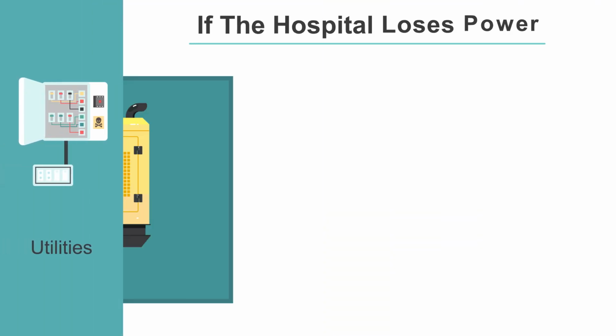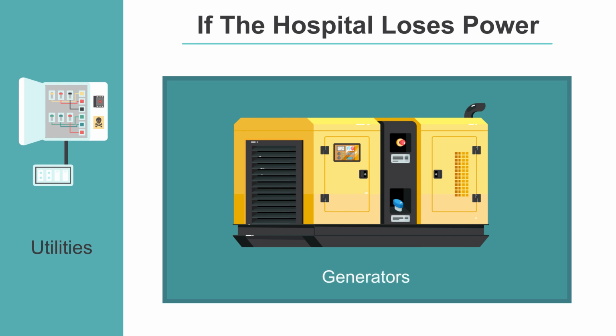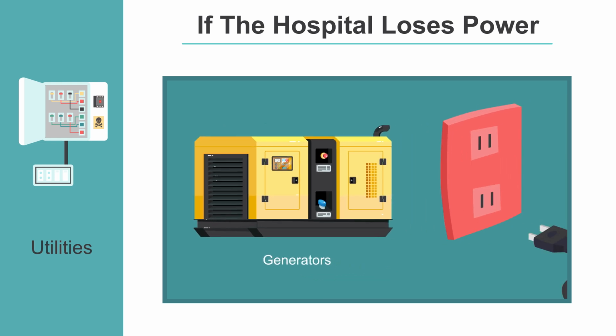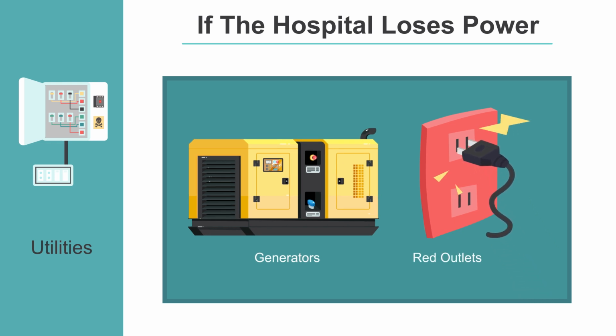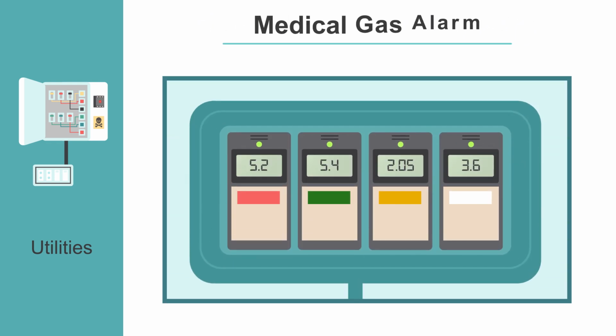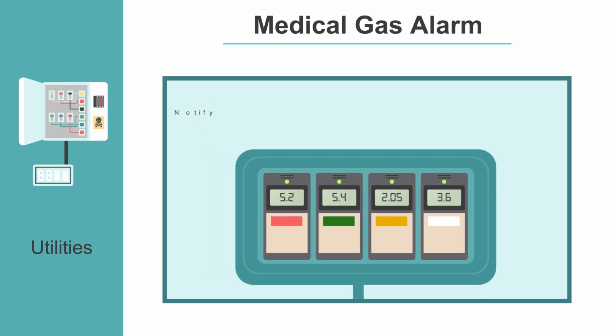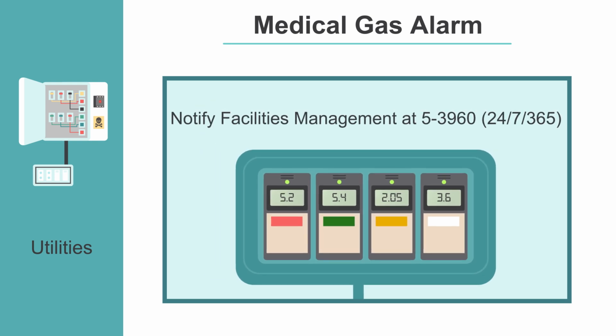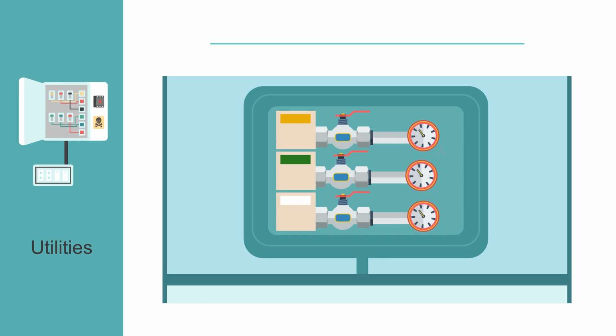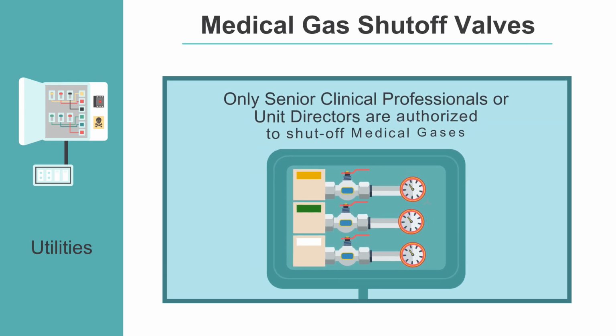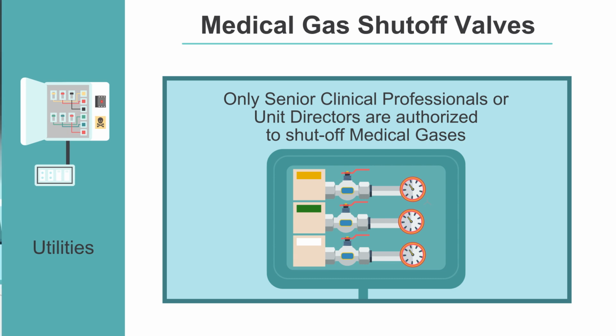In the event the hospital loses power, we have generators to keep critical medical equipment and communication tools going. Emergency power is provided through red outlets and switches. Medical gas alarm panels are located near the nurse's station. If the alarm sounds, notify facilities management at 5-3960, 24/7, 365. In the event of a fire, only the most senior clinical professionals or unit directors are authorized to shut off medical gases.